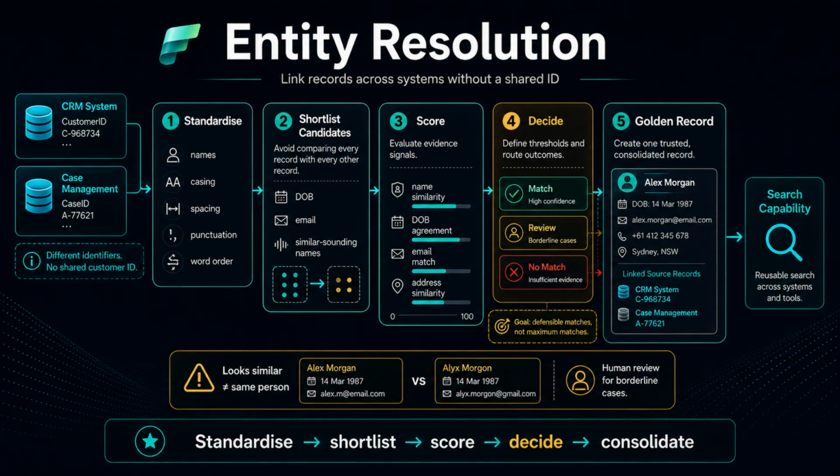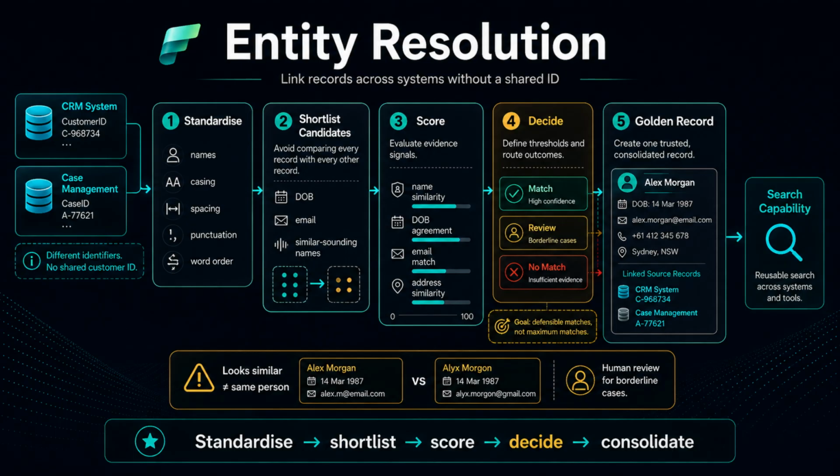That second part is entity resolution. Imagine I have a CRM system over here and a case management system over here. They were built separately. They use completely different identifiers. There's no common customer ID that I can simply join on, but some of the people appearing in those systems are actually the same people. So how do we work that out? That's the problem entity resolution is designed to solve, and there are really a few stages involved.